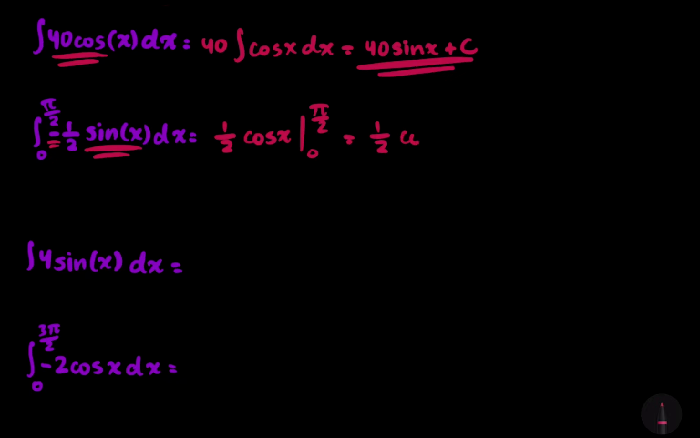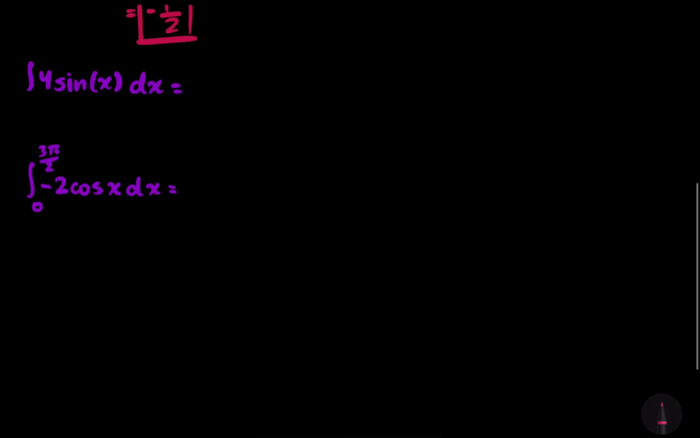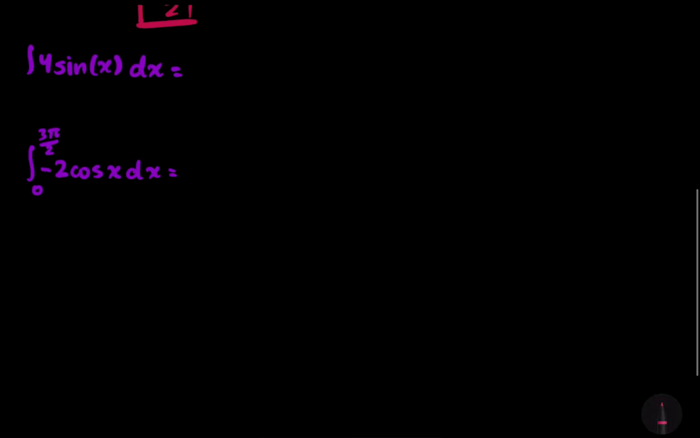So we get 1/2 cosine of pi over 2 minus 1/2 cosine of 0. Cosine of pi over 2 is 0, so this entire term disappears, and cosine of 0 is 1. And so this entire thing is just equal to negative 1/2, and that would be our final answer right over there. And then next up, we're taking the indefinite integral of 4 sine of x dx.